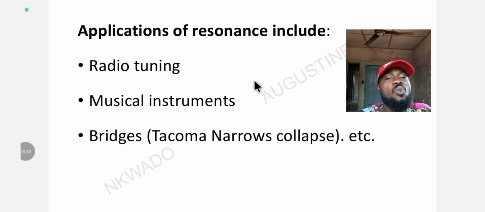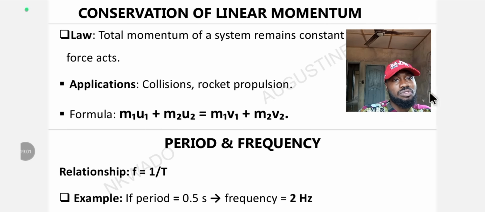Take note of that. What is the application of resonance? JAMB said we should add this to our arsenal. Radio tuning. You use resonance in radio tuning, driving frequency equal to natural frequency. In musical instruments, you use resonance too. In bridges, such as the Tacoma Narrows collapse and so on. Those are the applications of resonance.